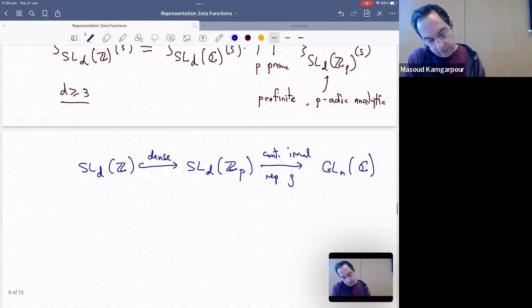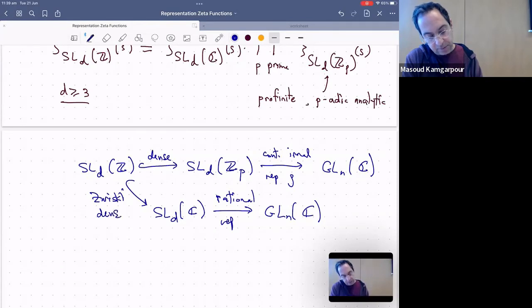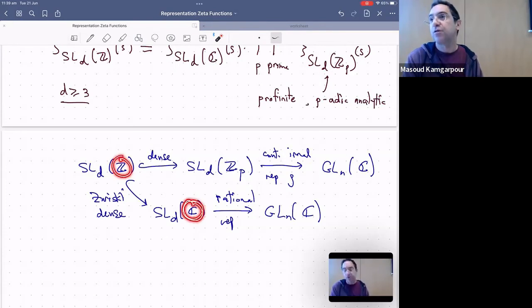But I can also embed this inside SL_d(C). And now I can take a rational representation into some GL_N(C). Now, Z is not dense in C, but it is Zariski dense. That is to say, take a complex polynomial that vanishes over all the integral points. That's the zero polynomial. It must vanish over C. And similarly here, if you have a polynomial that vanishes over SL_d(Z), it will vanish over SL_d(C). That's the meaning of Zariski dense.